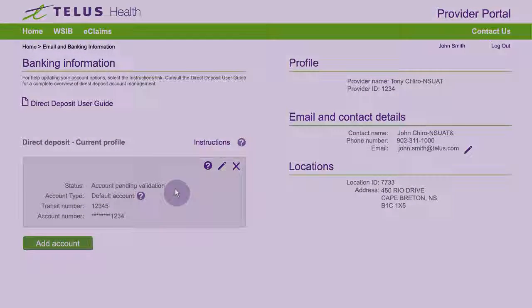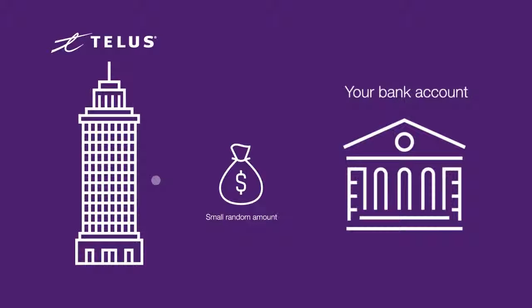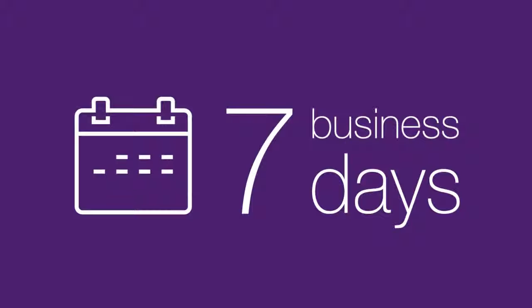Stage 2. Test Deposit Confirmation. In order to complete the account registration, TELUS will automatically initiate a test transfer of funds to the account details you provided in Stage 1. A small random amount will be deposited into that account within 48 hours of your account submission. Note, you have 7 business days to confirm the test deposit. This confirmation is required to authorize the account details and finalize the setup.